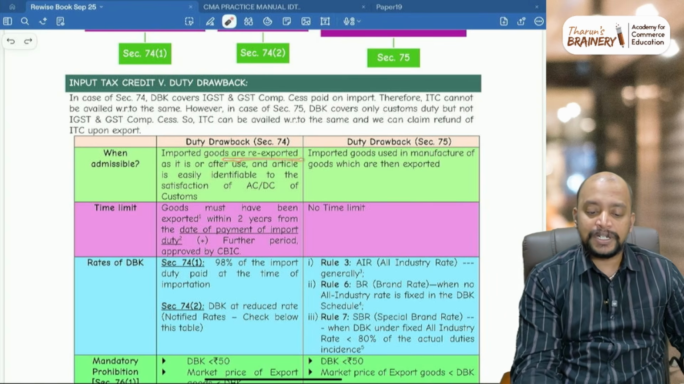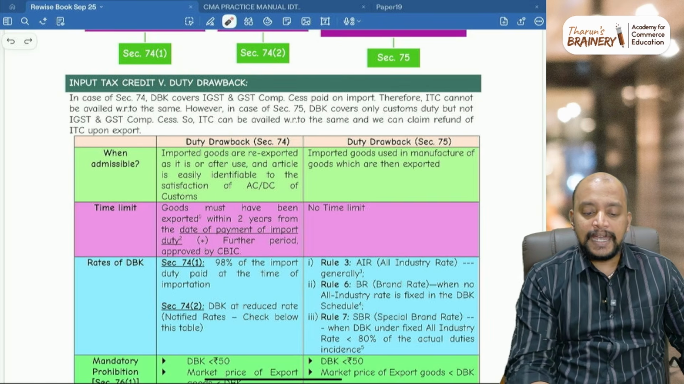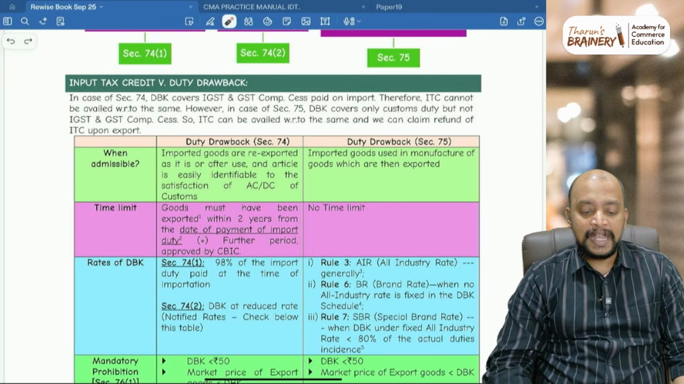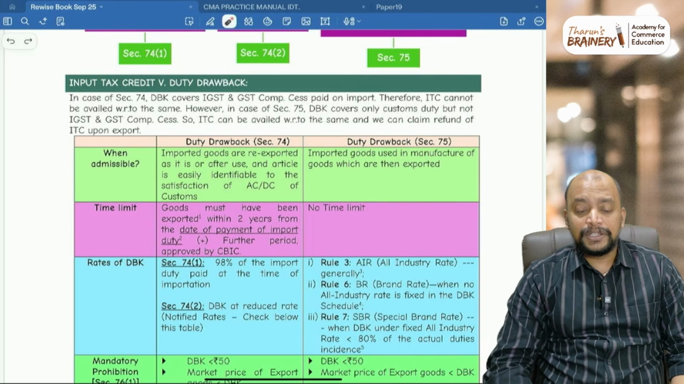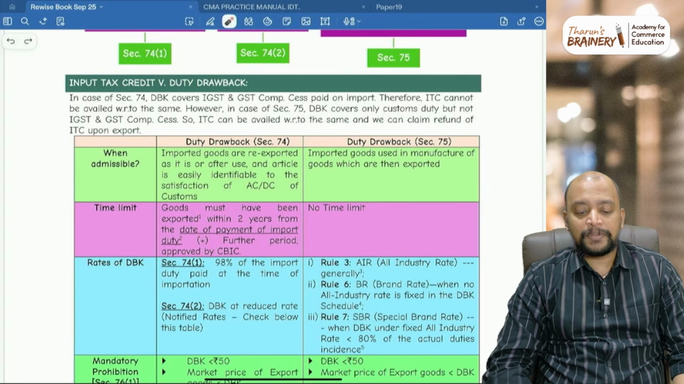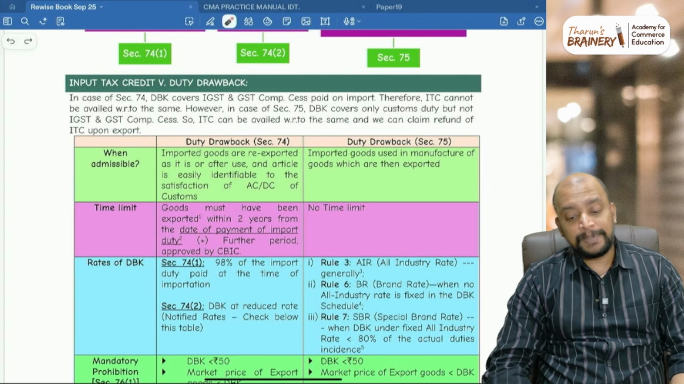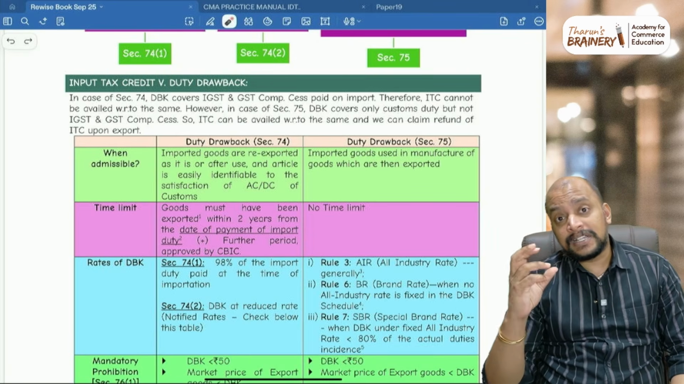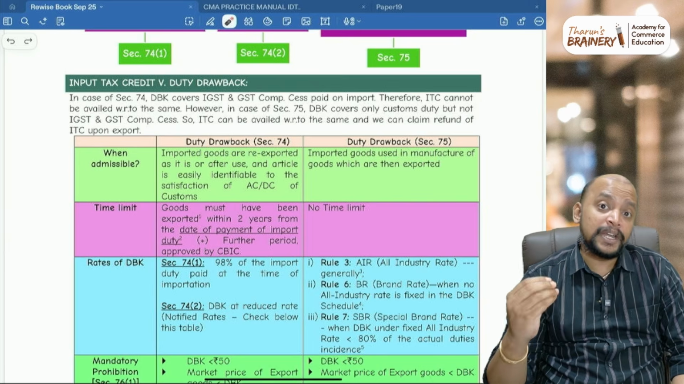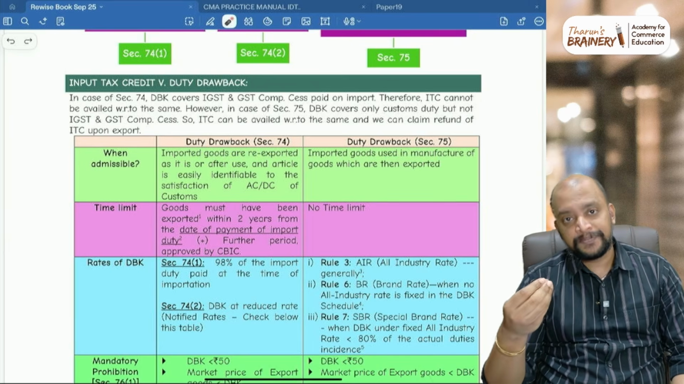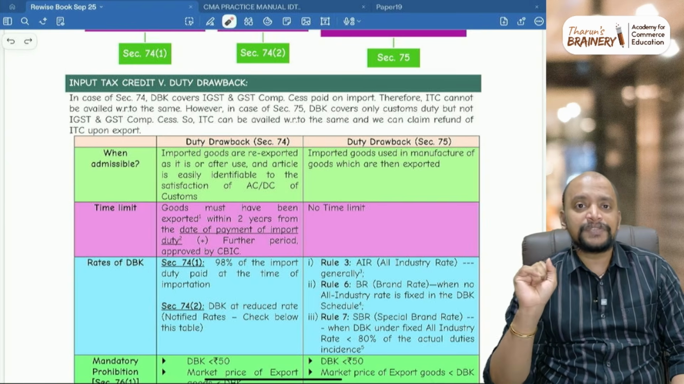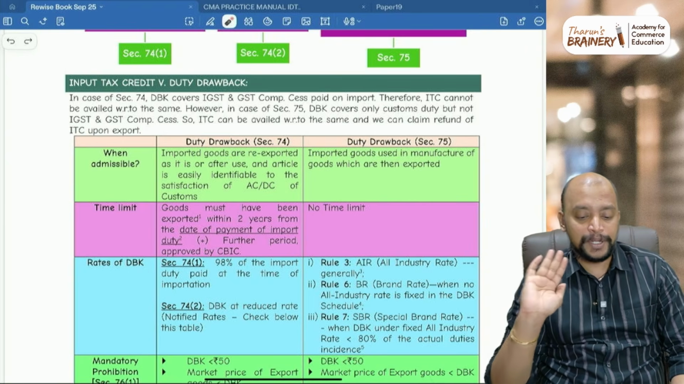Imported goods are re-exported as it is or after use, and the article is easily identifiable to the satisfaction of the ACDC of customs. And what is the time limit within which these goods should be exported? The goods must be exported within 2 years from the date of payment of import duty, and it can be extended for a further period. But remember, it is 2 years from the date of payment of customs duty on import, and it can be extended for a further period also.